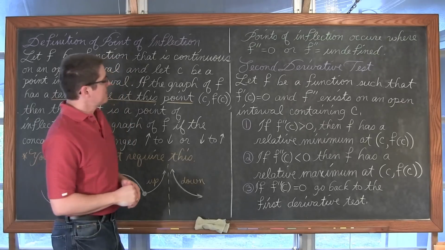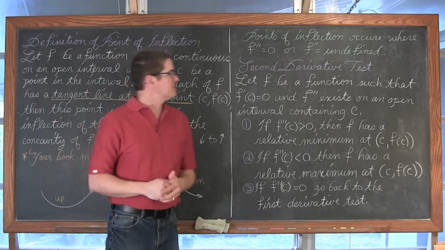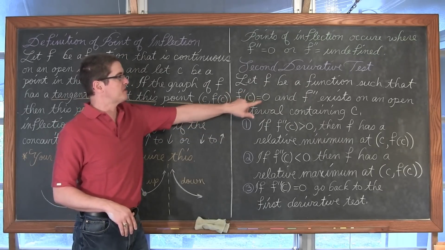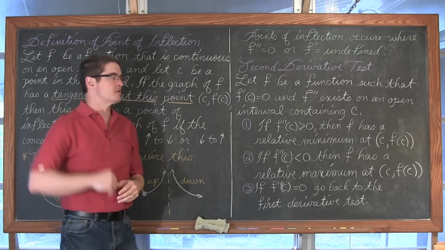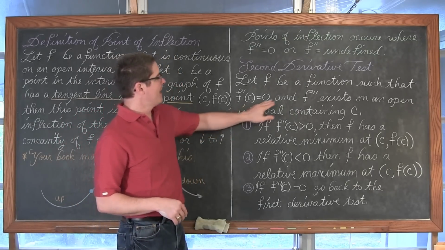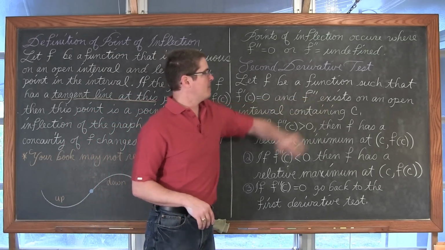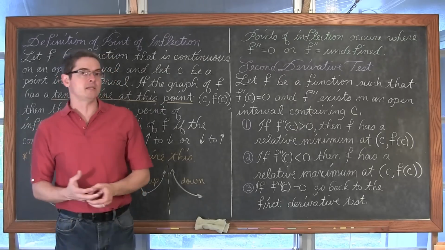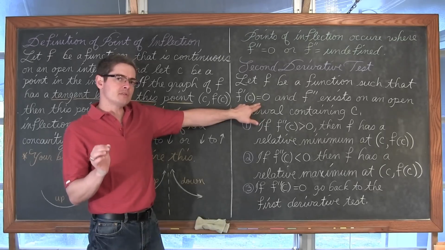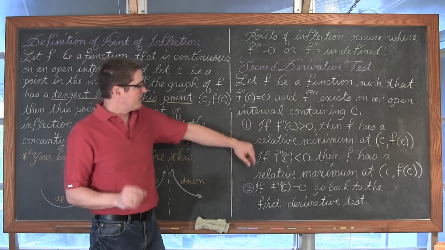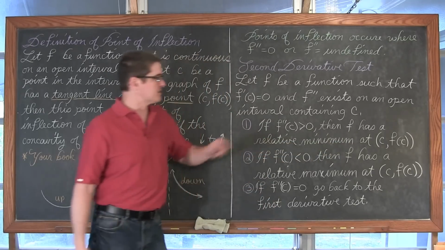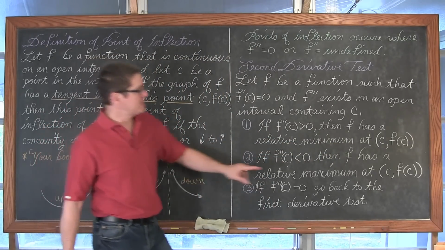Second derivative test: let f be a function such that f prime of c, the first derivative, is equal to 0. So our first derivative is equal to 0, or the slope is 0 on our original function. And f double prime exists on an open interval containing c. Again, we're only talking about where the first derivative is equal to 0. If f double prime of c is greater than 0, then f has a relative minimum at c, f of c.